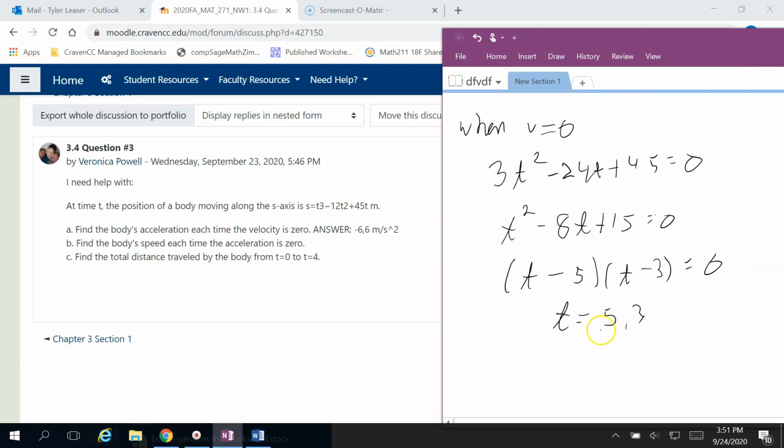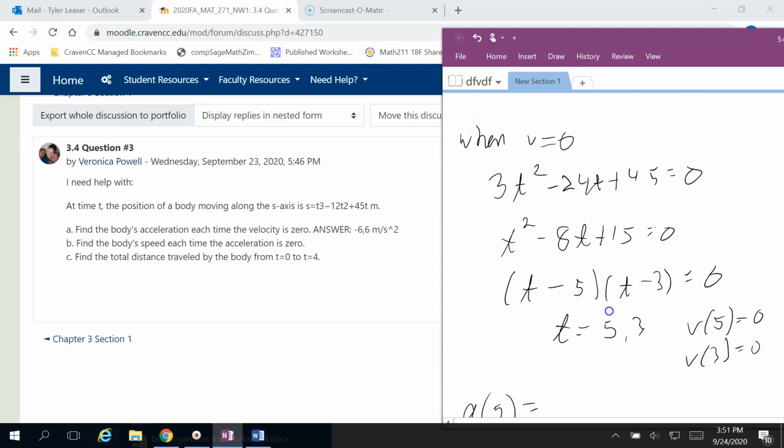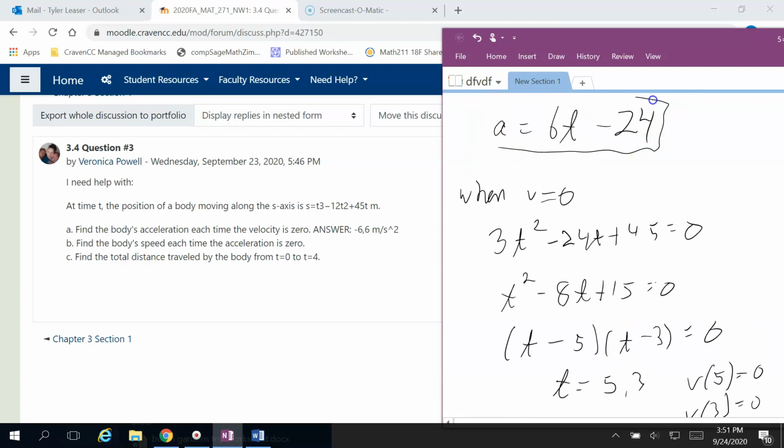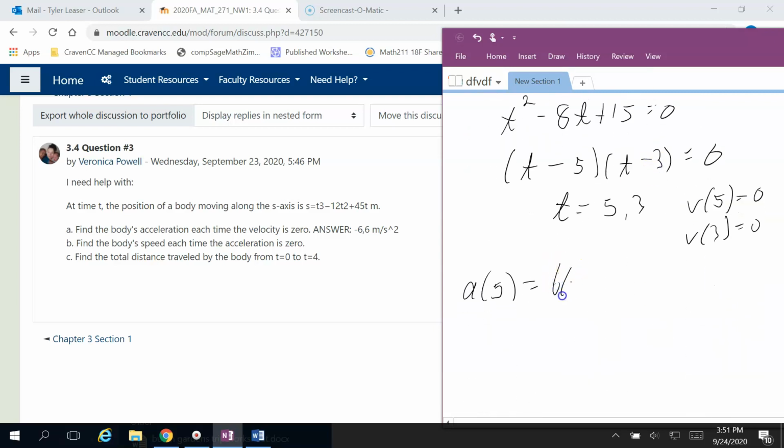Okay, so what these times mean, these times represent the velocity to be 0. If I plug 5 into the velocity, I get 0. If I plug 3 into the velocity, I get 0. Part A is asking us to find the acceleration at those times. So in my acceleration, we're going to plug 5 into that. And if I scroll back up, remember this was acceleration. So it's going to be 6 times the 5 minus 24. 6 times 5 is 30, minus 24 is +6.